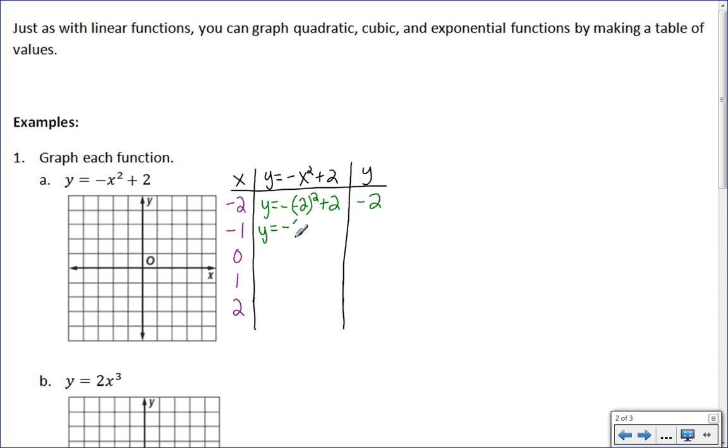When x is -1, it looks like this. We evaluate this first. That's -1 squared is 1. This makes it -1 plus 2 is +1. When x is 0, 0 squared is 0. The opposite of 0 is still 0. Plus 2 is 2.